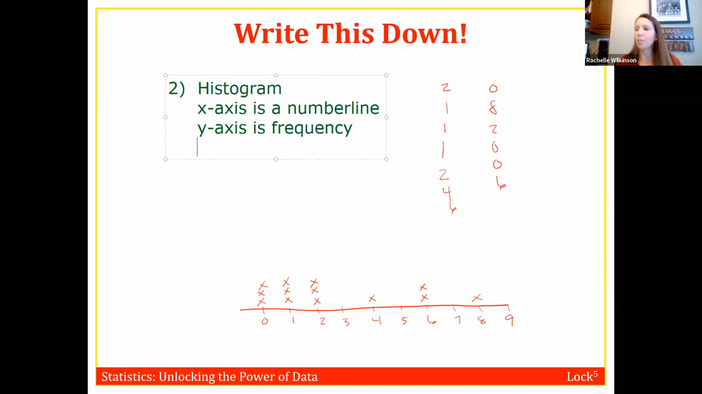Our histogram is going to have bars, and the bars are going to represent the data. How we figure out how to draw these bars is first we have to create these things called bins, or StatKey calls them buckets. But basically a bin or a bucket is a range of data.